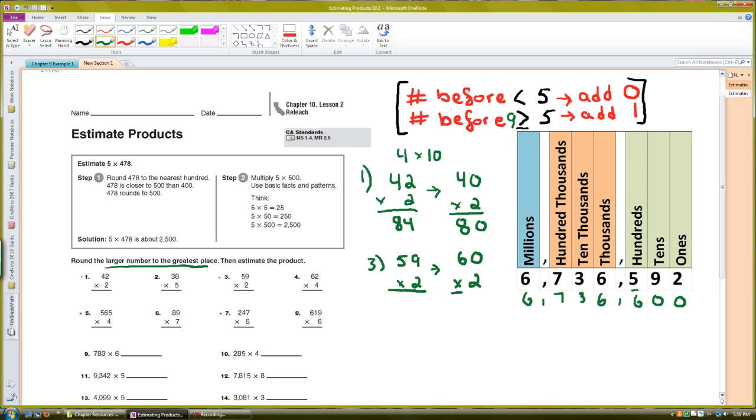Again, 60 is a multiple of 10, 6 times 10, right? Just like the 4 times 10. So we only need to multiply the two non-zero numbers and add 1 zero in this case because it's a multiple of 10. And that would give us 12. 2 times 6 is 12. And we simply add the 1 zero. Okay? So a good estimate of 2 times 59 is 120. Now if we want to see what the real value is, we would say 2 times 9 is 18.